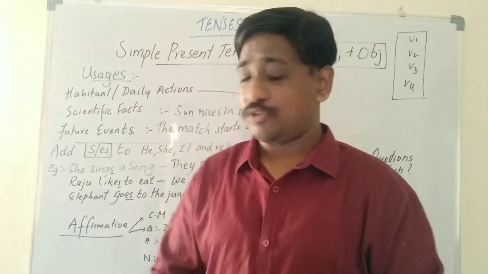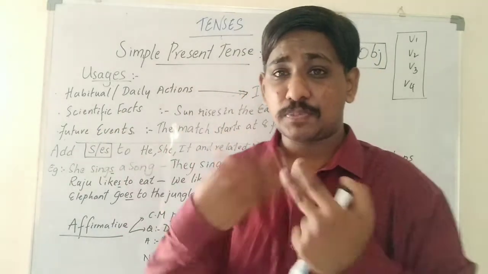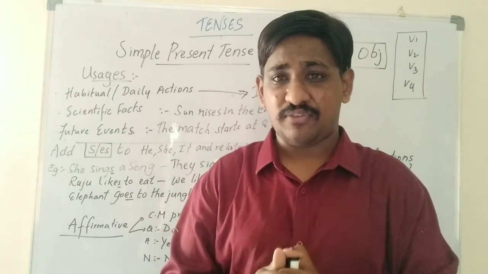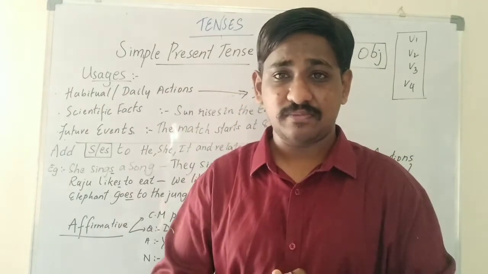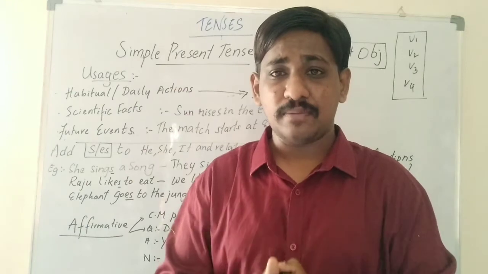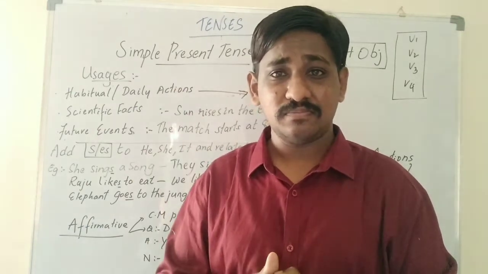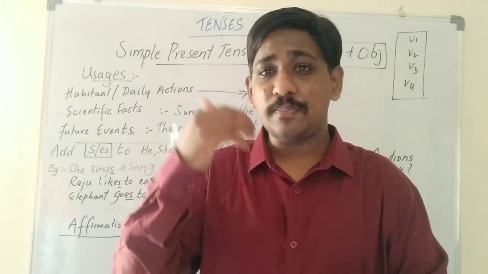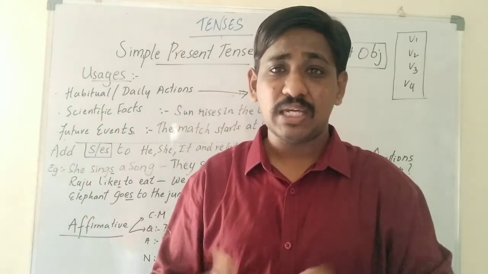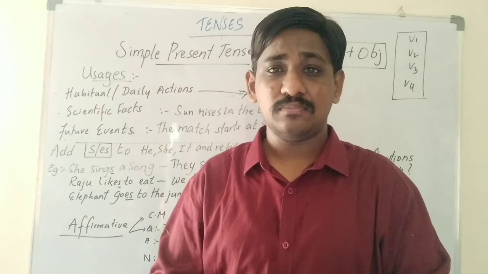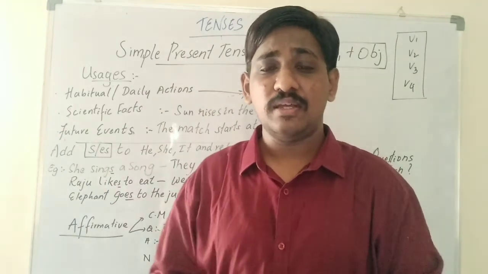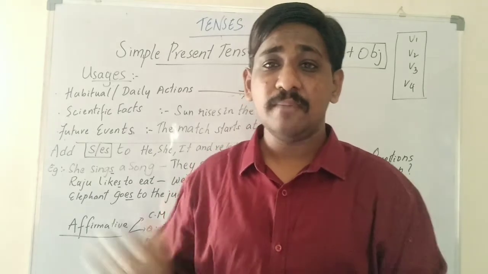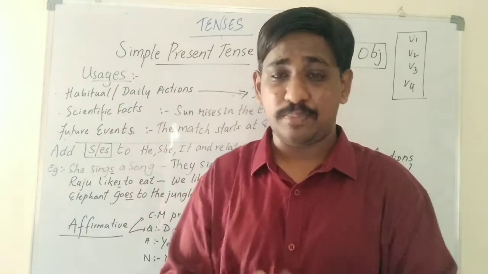What is the second way of using? Second one, to express scientific facts. What are scientific facts? Scientifically proven facts. For example, the sun rises in the east. It's always the same. It's proven. Water boils at 100 degrees. It's proven. Glass breaks. It's proven. So all the proven facts or scientific facts will be used in simple present tense or present simple tense.